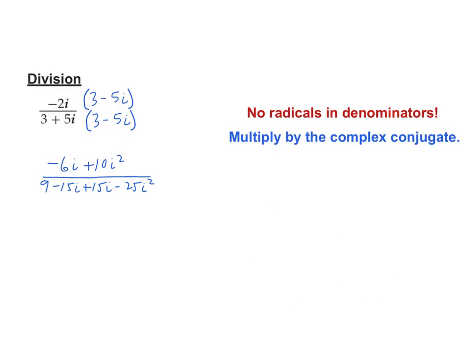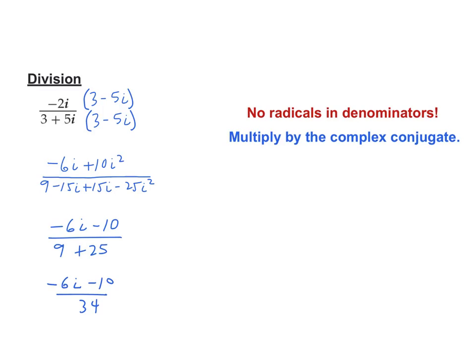So when I multiply it out, on top I get negative 6i plus 10i squared. On the bottom I get 3 minus 15i plus 15i minus 25i squared. So again, this is an illustration of how these middle two terms cancel out. We change our i squareds to negative 1s, which changes my signs. So I got negative 6i minus 10, and these middle two terms cancel, and so instead of it being minus 25, it becomes plus 25.